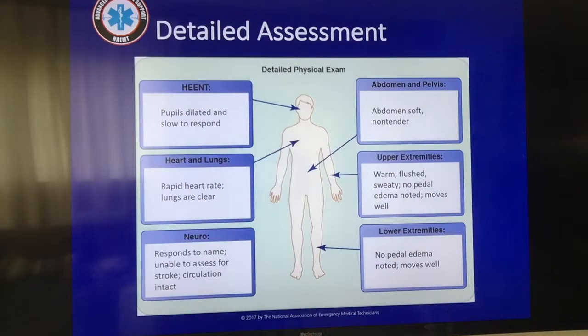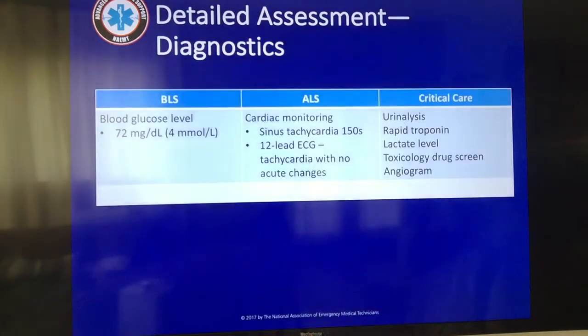Some quick assessments going on. Lungs are clear. He's just confused and disoriented. He's cooking himself down. Blood sugar 72. Doesn't necessarily mean that it's hypoglycemia. We might keep that in mind. 12 leads done. Sinus tach. No acute changes. They're going to do a urine. They're going to do troponin, lactate.